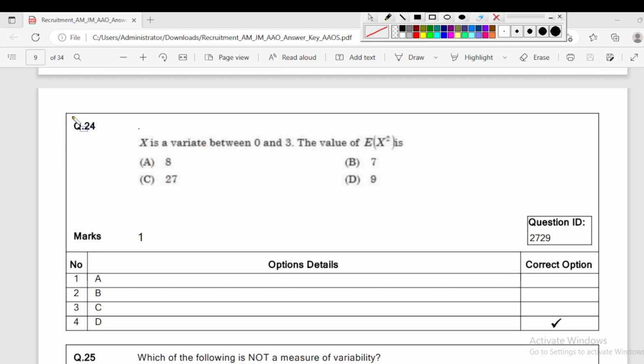Question number 24. X is a variate between 0 and 3, then the value of the expectation of x square is: option A 8, option B 7, option C 27, and option D 9. Option D is correct. 9.